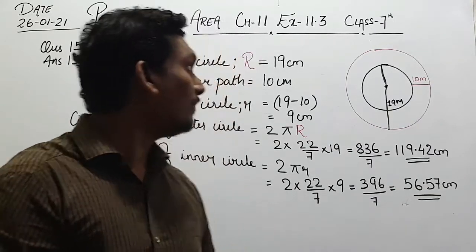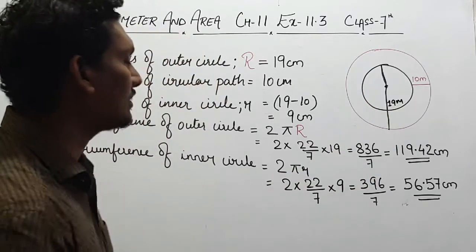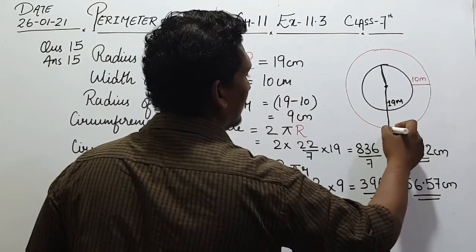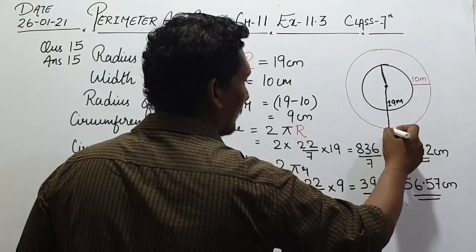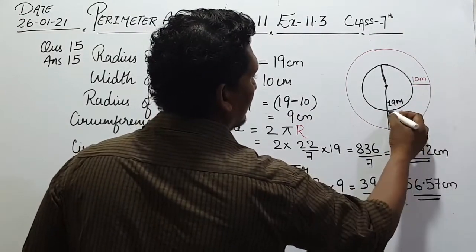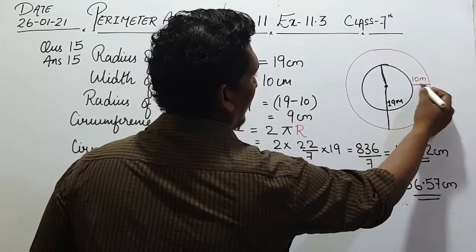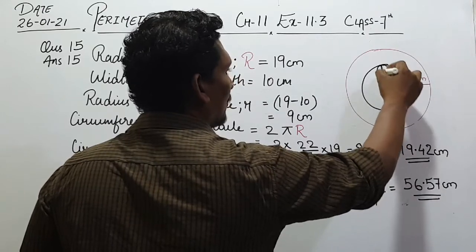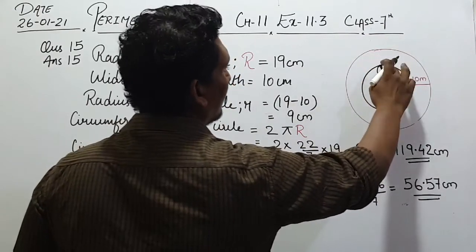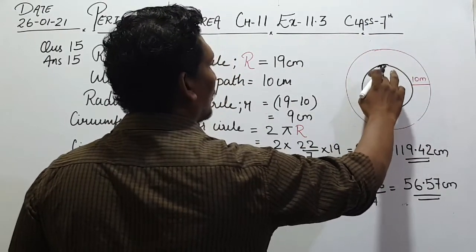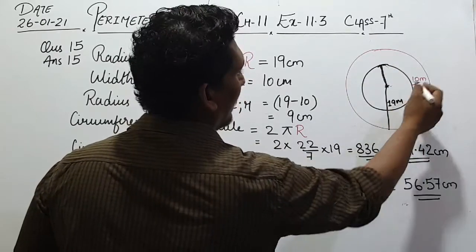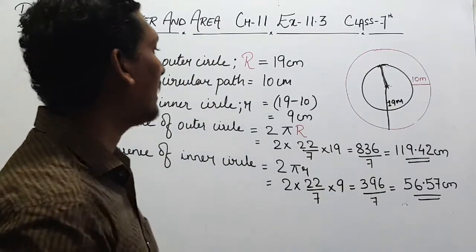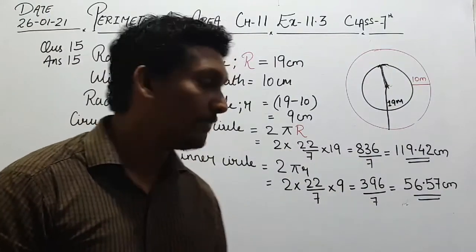Hope the question is clear to you. Once again, from this point to this point, this is the radius of the bigger circle, and this path is given 10 meter. This portion is not given, so we have to find it by subtraction. 19 minus 10, we will get the value of this portion, right? So we will get the radius of the smaller circle here.